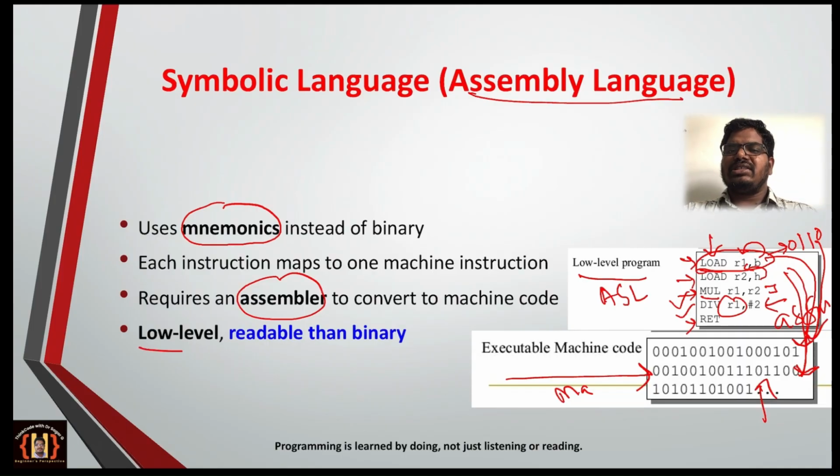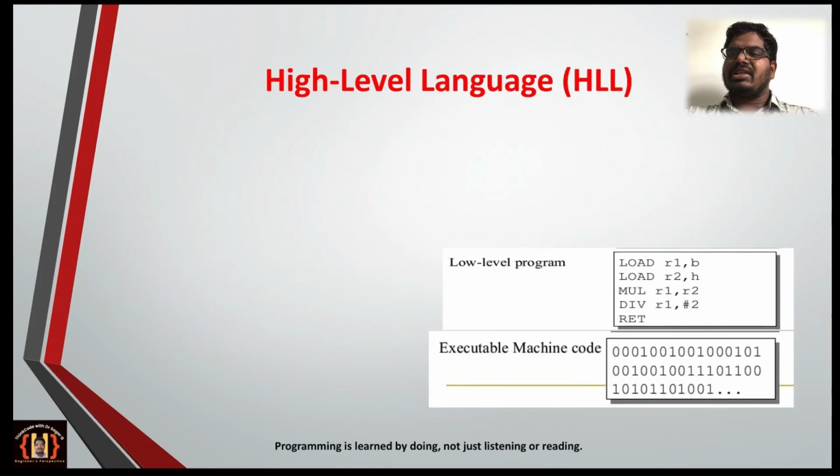As I said, this is a low level language, but it is more readable than binary. You can see it's all better; you can read the load and multiply code above, compared to binary. This is how symbolic language looks. This is the assembly language, and this is your machine language, all zeros and ones, while these are the mnemonics used here.